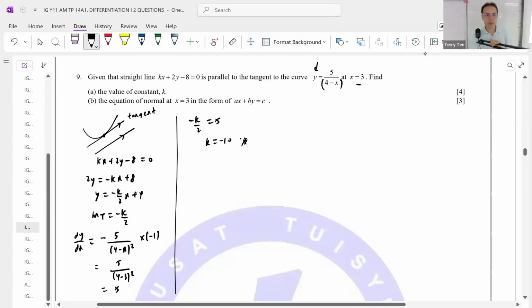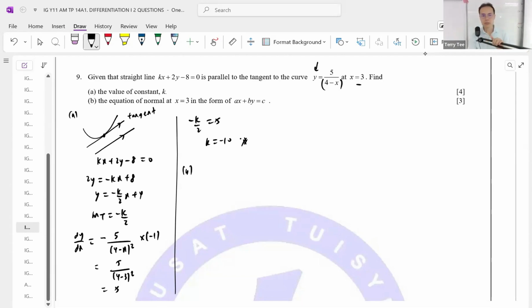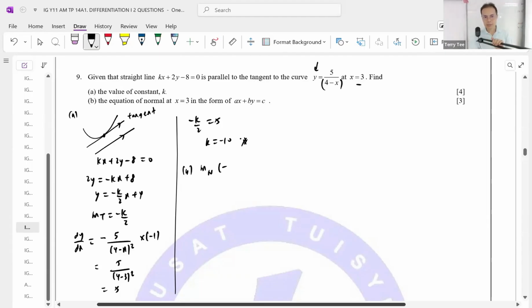Okay, so how do you make the equation of the normal? I got my k value, and we already know the tangent gradient is 5. Normal times tangent must be -1, so my gradient of the normal is -1/5. So we can use y minus y1. The problem is, I don't have my y value. I know my x is 3. Find my y value: 5/(4 minus 3), this is 5. So you do y minus y1 equals gradient m times x minus 3.